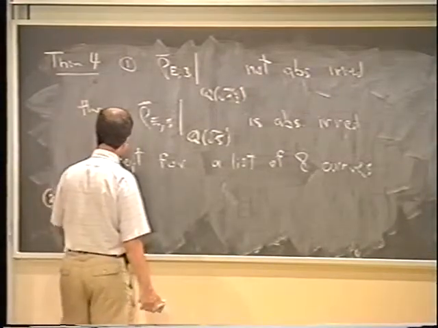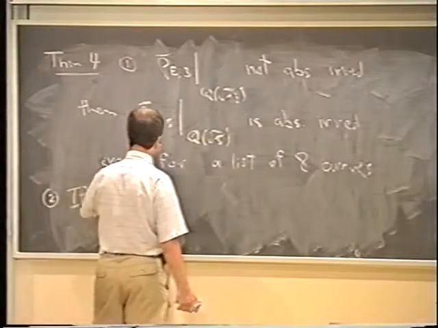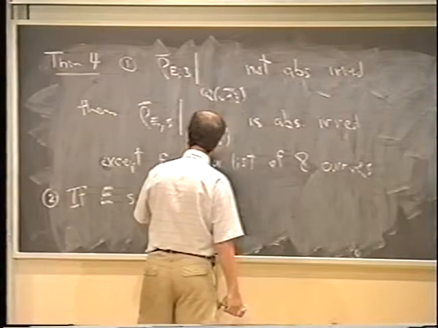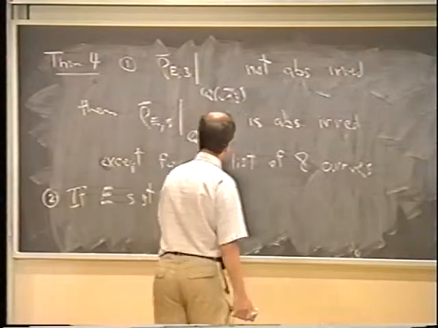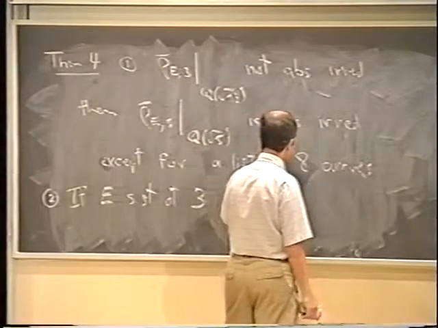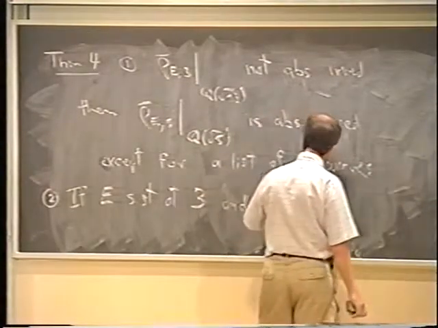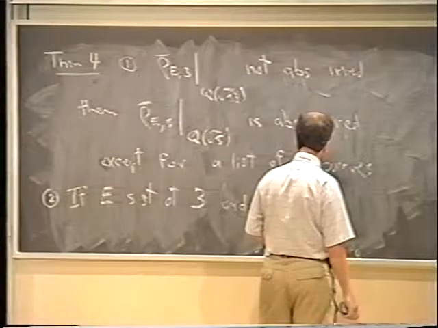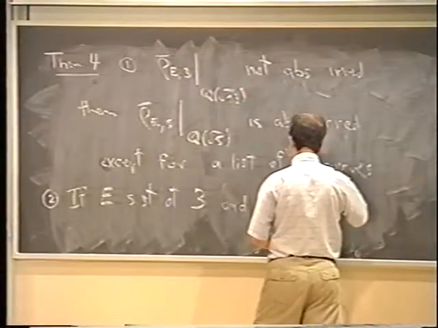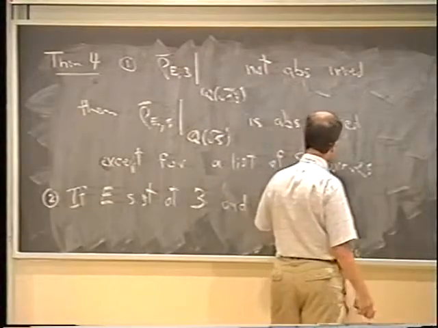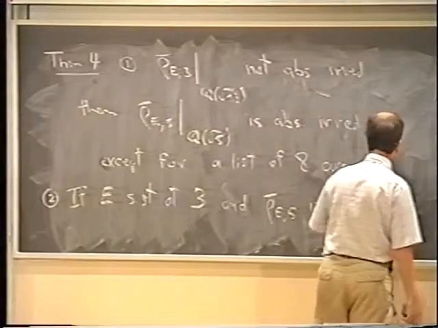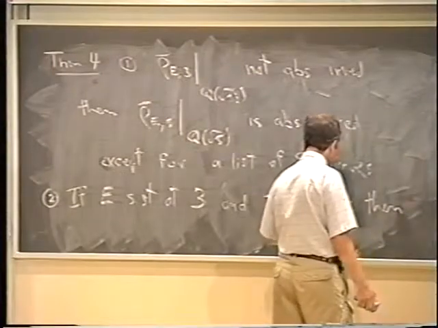E is semi-stable at 3 and rho E5 bar restricted to Q(√5) is irreducible, then rho E5 bar is modular.